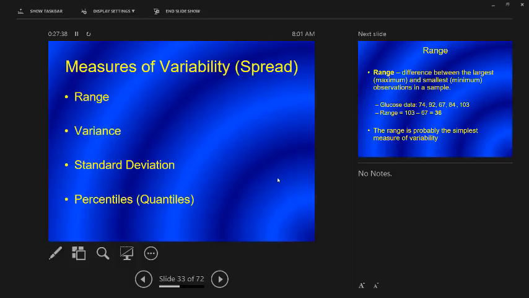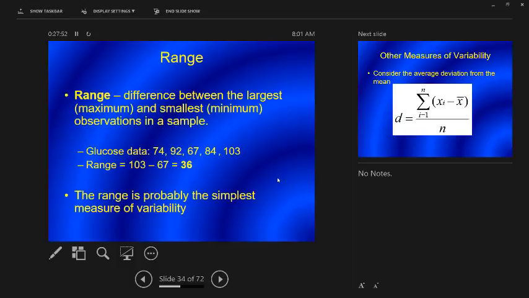So how might we quantify the variability of a distribution? Here are some different ways you can do it. You could use the range, the variance, standard deviation, or percentiles, which are some commonly used ways to quantify variability in a distribution of data. So let's talk about some of those. First, the range is probably the simplest. It's very easy. The range is just the difference between the largest and the smallest observations in your sample of data. So if we go back to our glucose example, here they are. We might again sort from lowest to highest.